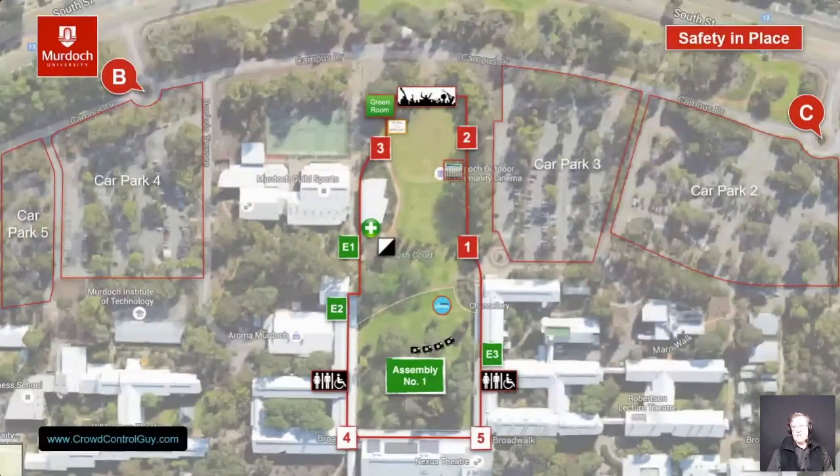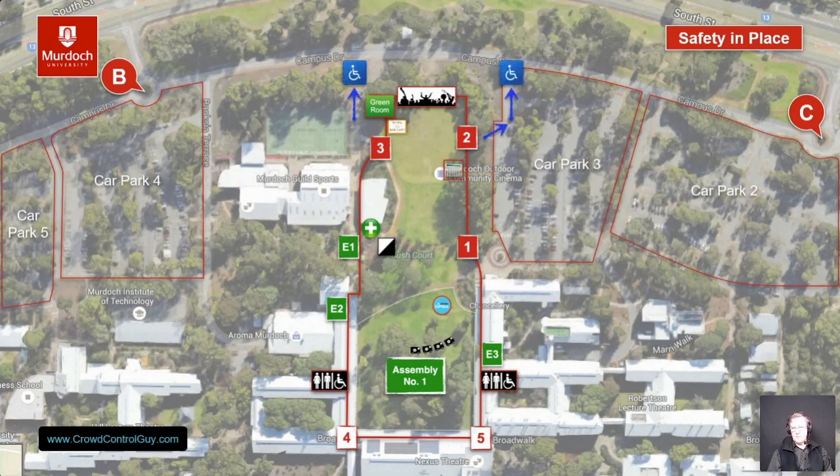Now, that's my safety in place. So I don't want people to go outside because they'll all jump in their cars and cause problems, and they could be going to the danger. We won't tell them always what the danger is. So this site is raked 10 meters from the front to the back.